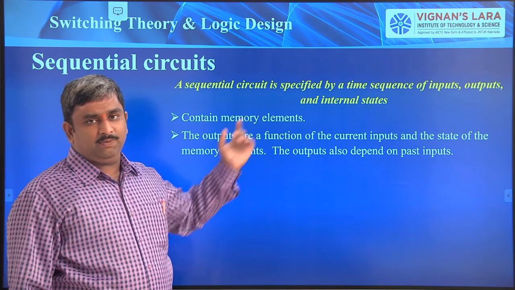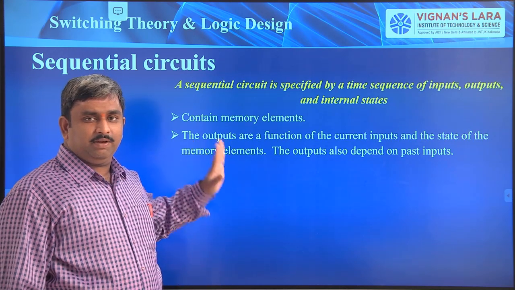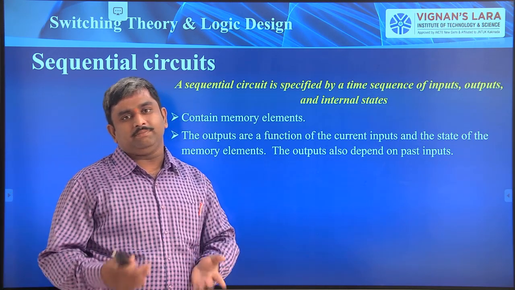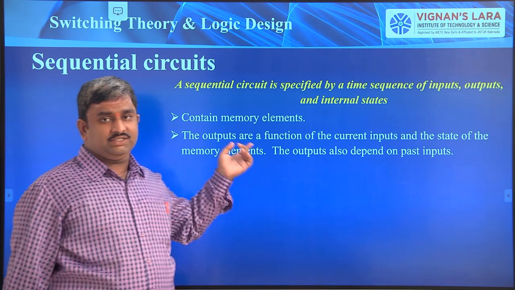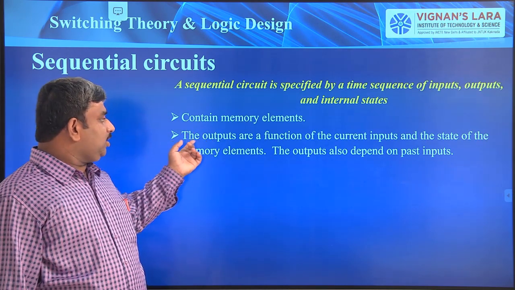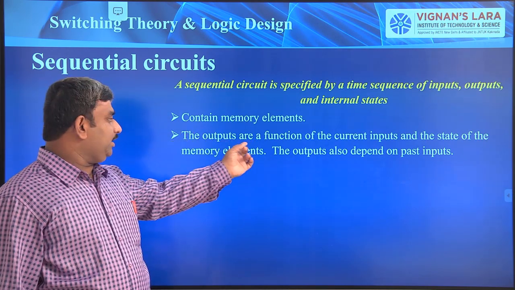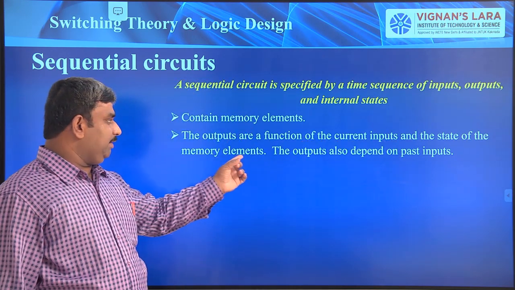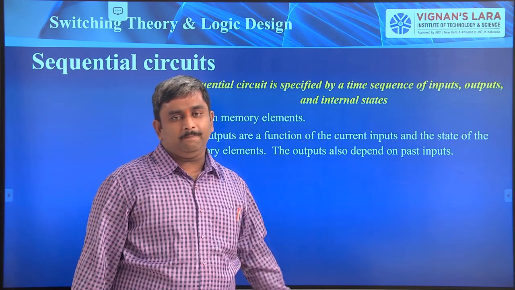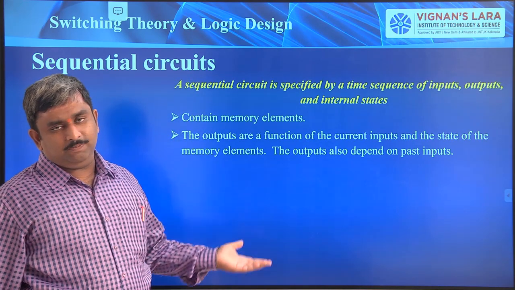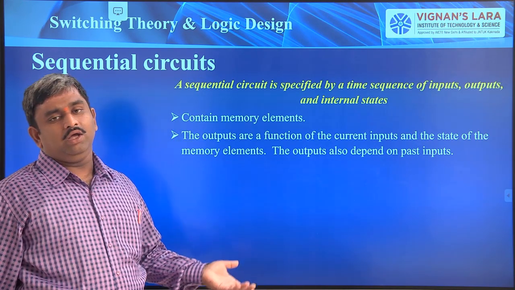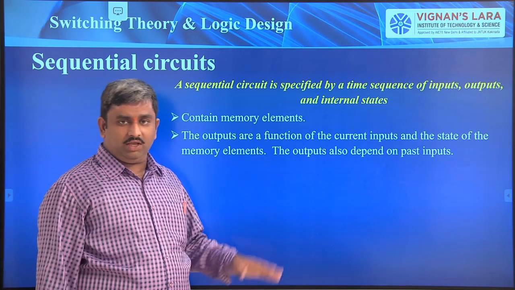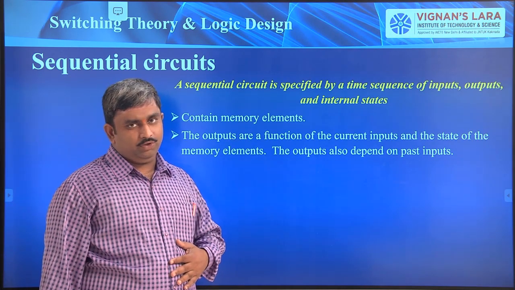So it contains memory elements. That means it stores some temporary values. For that reason, it needs some memory elements. The outputs are a function of the current inputs and the state of the memory elements. The output also depends upon the past inputs. So previous inputs and present inputs are both deciding factors for the sequential circuit output.